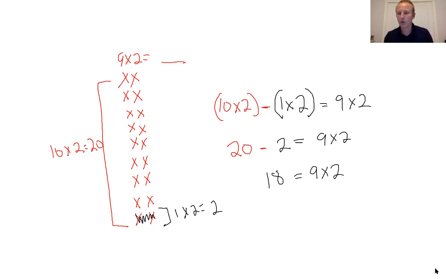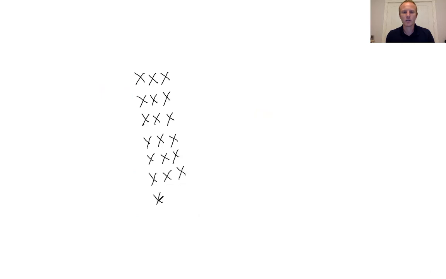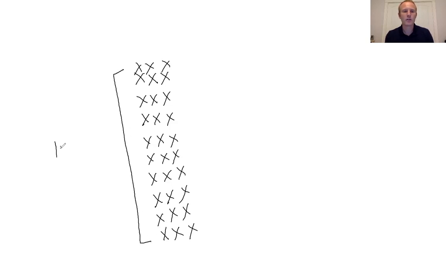Let's do one last example of that, and then I will send you off on your own. And we will do 7 times 3. I'm going to make 10 rows again. Add one up at the top here for space. 2, 3, 4, 5, 6, 7, 8, 9, 10. Okay, so I have 10 rows of 3.